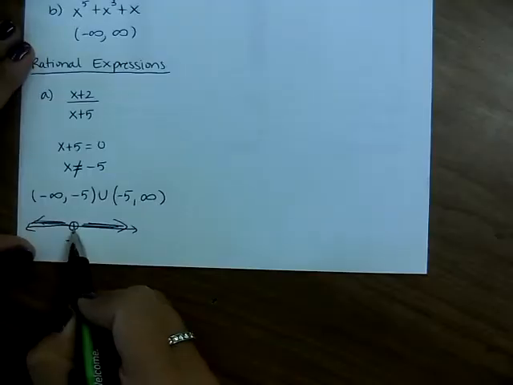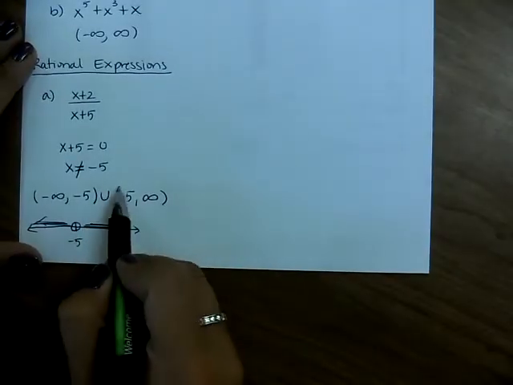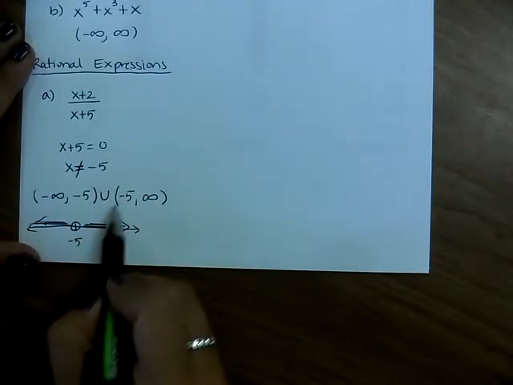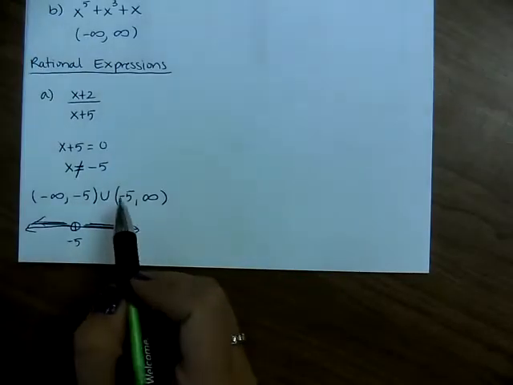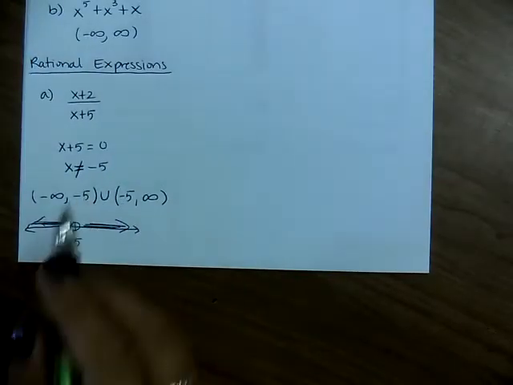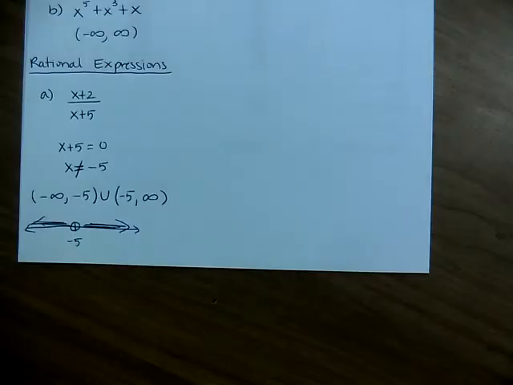So this open circle here is represented when I have these sets of parentheses, okay? And then I'm jumping over that value. So it goes all the way up to negative 5, and then starting back after negative 5, like negative 5.00000001, now all the way to infinity. Okay? So that's how you write it in interval notation.